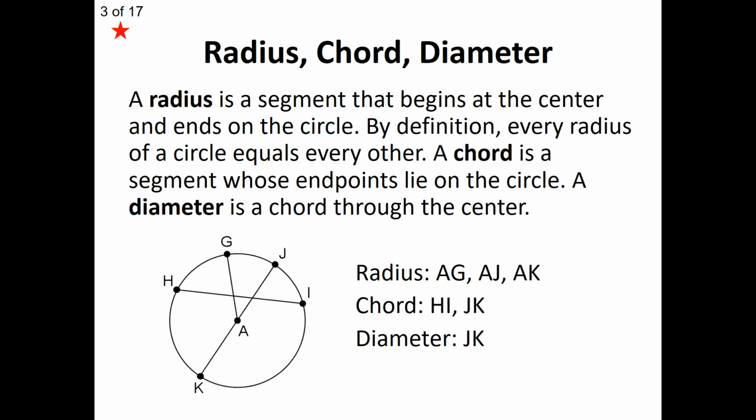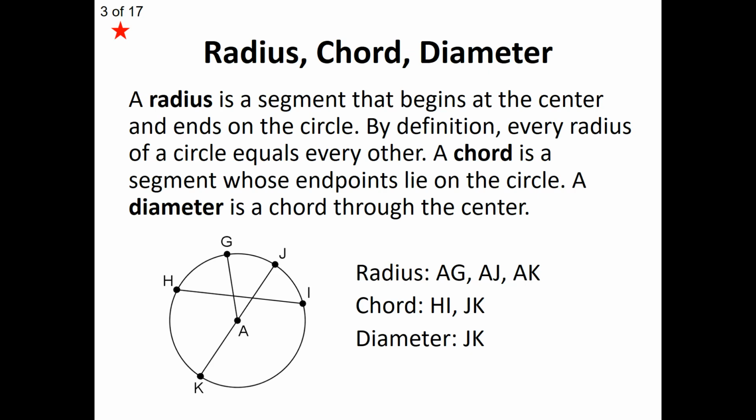Down below in our diagram, we have the radii AG, AJ, and AK. By definition, each is a segment from the center of the circle to an endpoint on the circle. We also have chords HI and JK. HI, its endpoints are on the circle. The same goes for JK. However, JK is a special kind of chord. Since it does pass through our center, we call that our diameter JK.